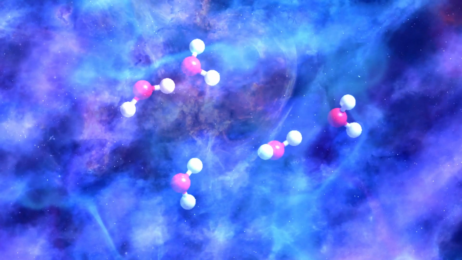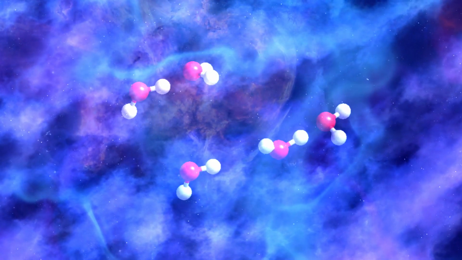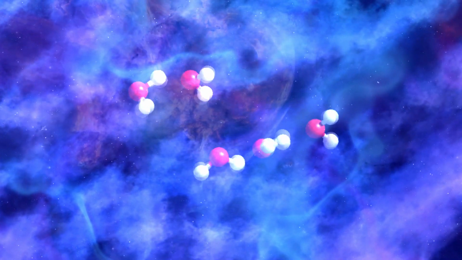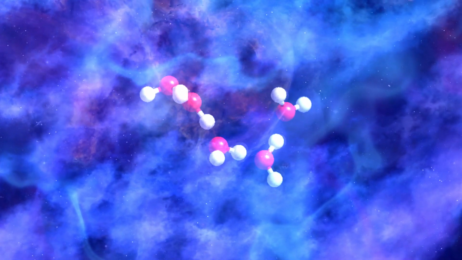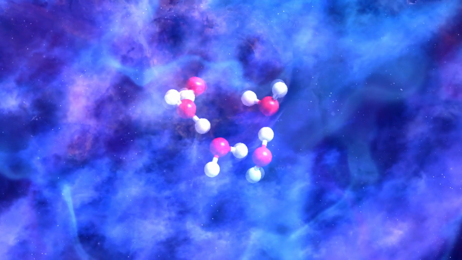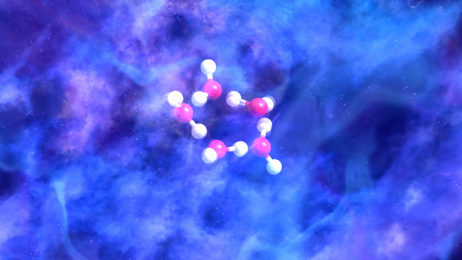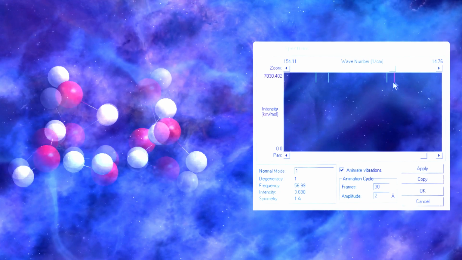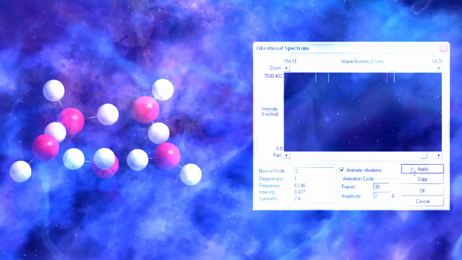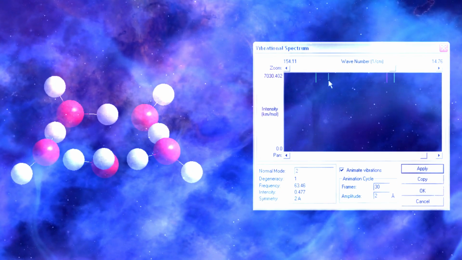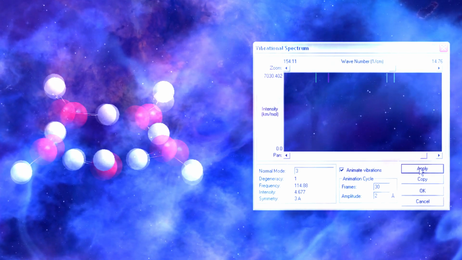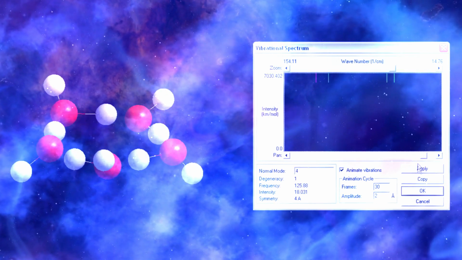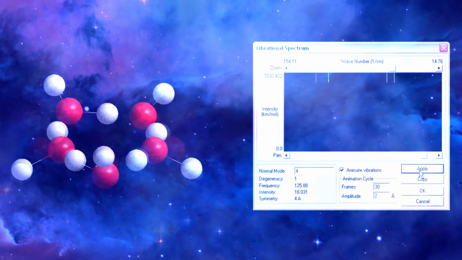It is also known that water molecules can bond to form nano-sized clusters. Here we see 5 water molecules forming a pentagonal nanocluster. This nanocluster vibrates in the terahertz region of the electromagnetic spectrum. Its cutoff vibrational frequency is 1.5 terahertz.